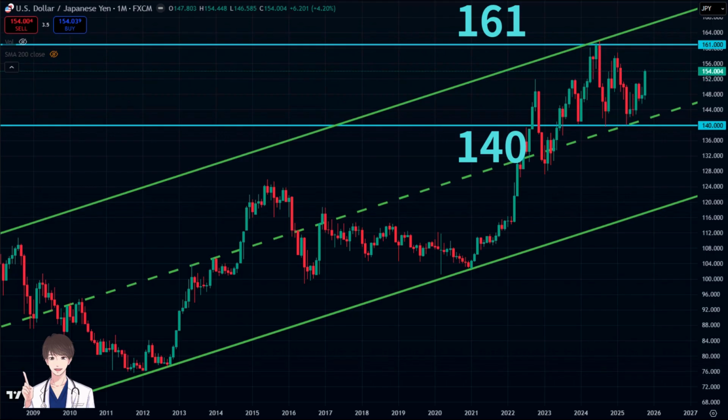At present, the market seems to be moving within a broad range between 140 and 161, inside the long-term ascending channel. It's important to note that on the monthly scale, price is positioned in the upper half of the channel, indicating relatively high valuations. We'll look at the finer price movements on the weekly and daily charts next.